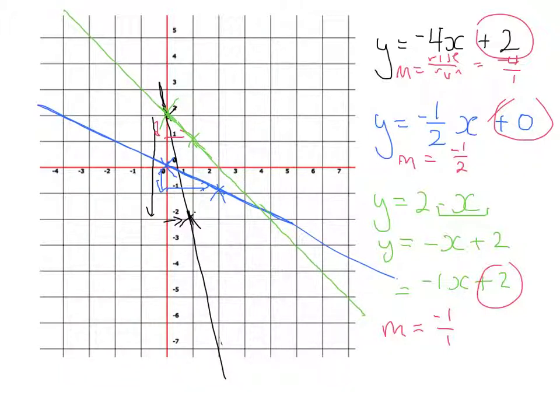Like that. Okay, so that's a few examples of how you would use the gradient and y-intercept method to sketch some straight line graphs. And don't forget your axes. You should have your axes labelled, x and y. I might just go back.